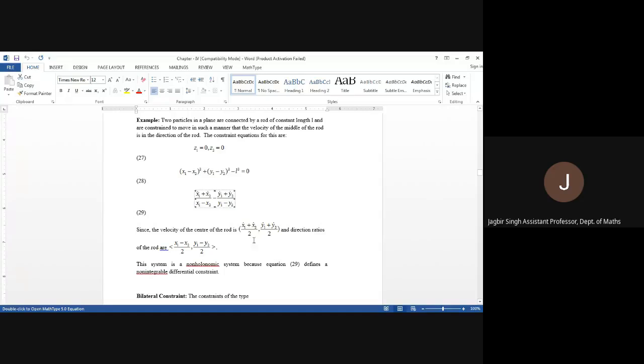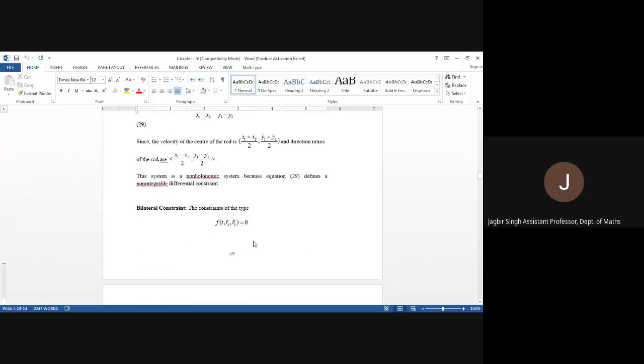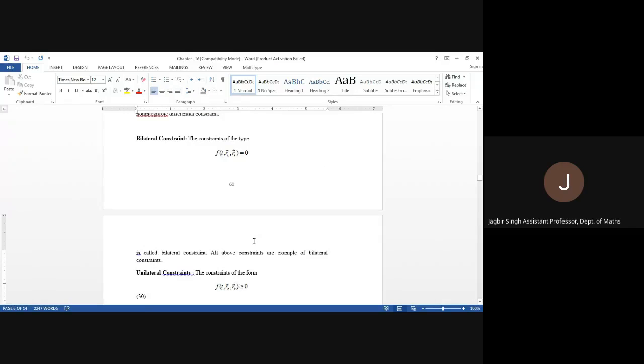Okay, the next one: bilateral constraints and unilateral constraints. Bilateral constraints are those in which the equality holds, and unilateral are those in which there is a sign of inequality. For example, consider two particles moving and attached at the ends of a rod. The distance between those two particles will always be equal to the length of the rod. This is an example of a bilateral constraint.